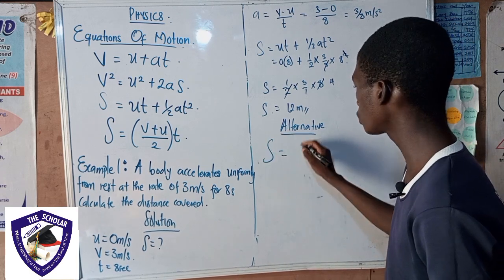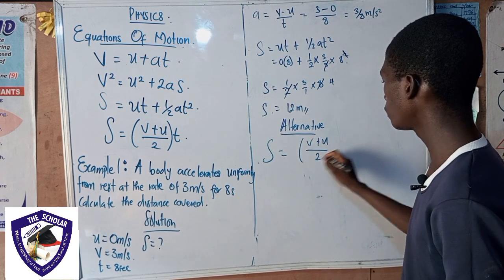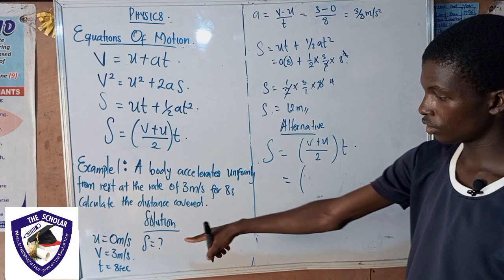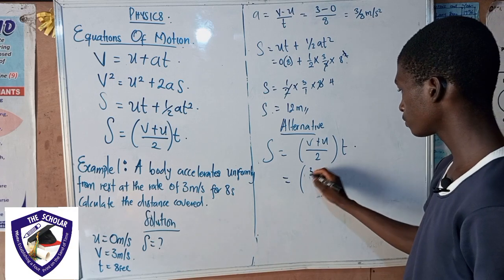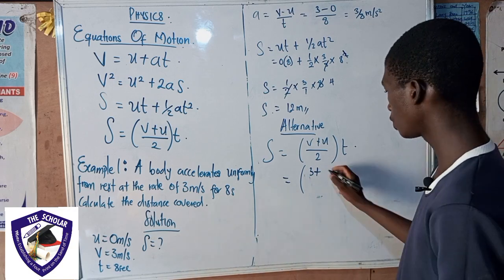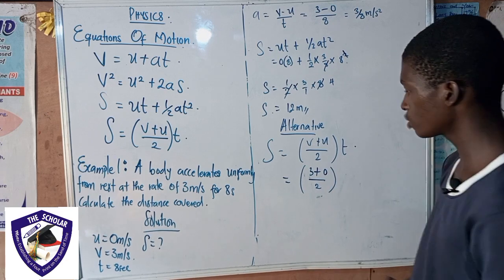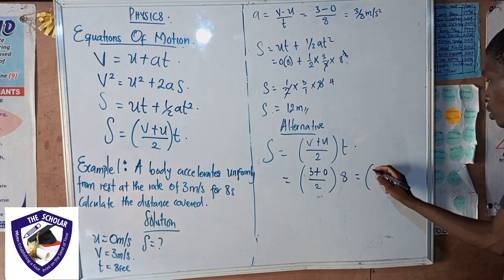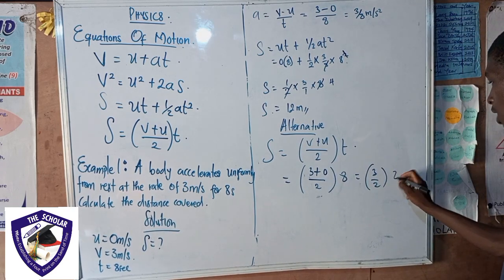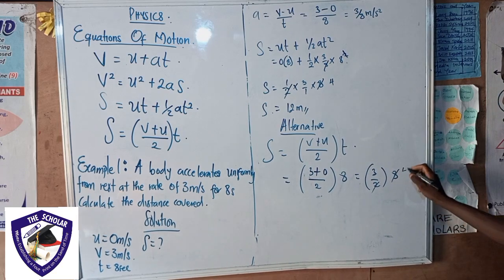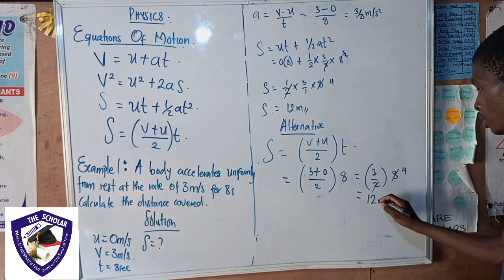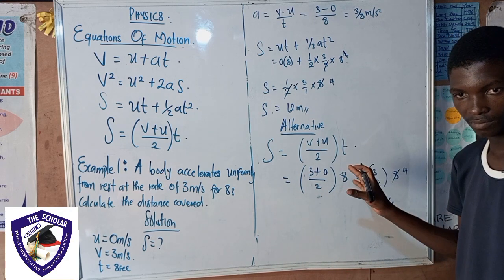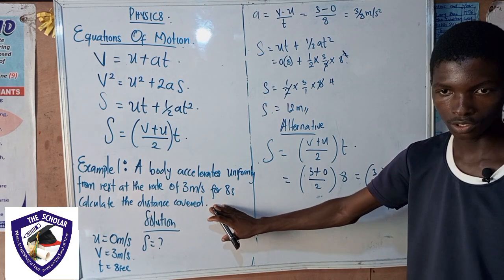Now let us use the second alternative. Since my s is equal to v plus u over 2 times t. Now what is my v? My velocity. That is my final velocity, which is 3. Plus what's my initial velocity? 0, over 2 times what's my time? 8. So I have 3 plus 0, that is 3 over 2 times 8. 2 here, 1. 2 in 8, 4. 4 times 3, 12 meter. Are they equivalent? Yes. So this is how to find the distance. This is how to answer the question.